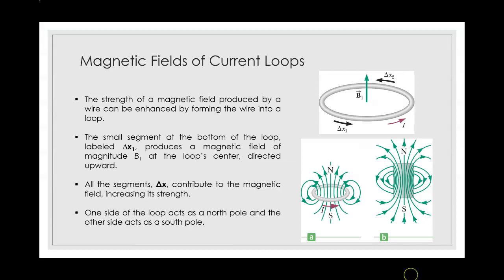Okay, kita pergi kepada magnetic field of current loops. Let's think about how to increase the strength of the magnetic field due to a current carrying wire. One way is to form the wire into a loop. Let's see how it works.